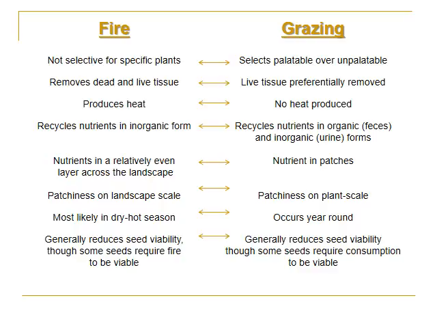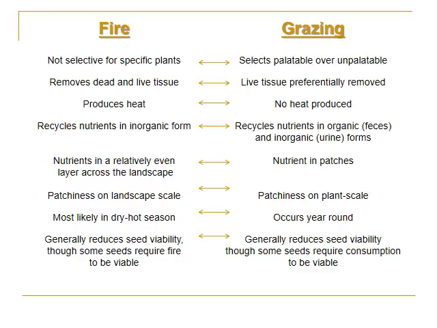Fire is not selective of species. It takes everything that's in the way, provided it is a good fuel. Grazing is quite selective, even within plant part. So it selects species that are palatable. Fire selects species that are tolerant of fire or that can avoid fire. Fire removes dead and live tissue. Grazing is preferential to live tissue. Animals avoid dead tissue. Fire produces heat. Grazing does not.